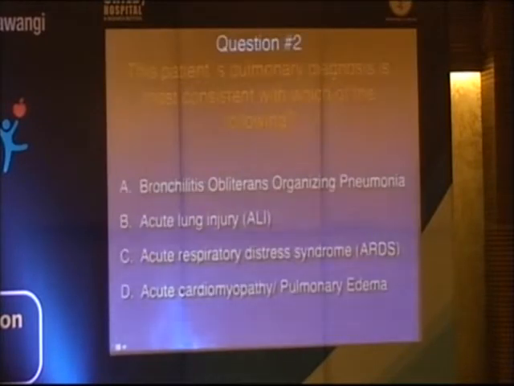So based on this, what would you say the patient's diagnosis is now? Do they have bronchiolitis obliterans organizing pneumonia, BOOP? Do they have acute lung injury? Do they have acute respiratory distress syndrome? Or do they have acute cardiomyopathy with pulmonary edema? How many of you are going to say B? How many of you are going to say C? Okay, there are a couple of you that said C, all right?